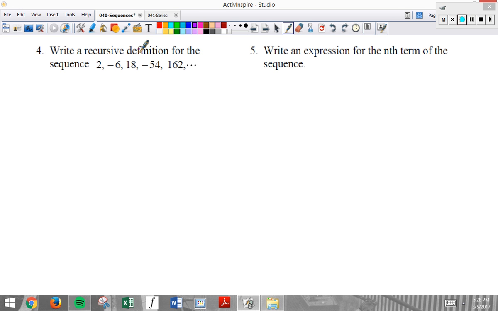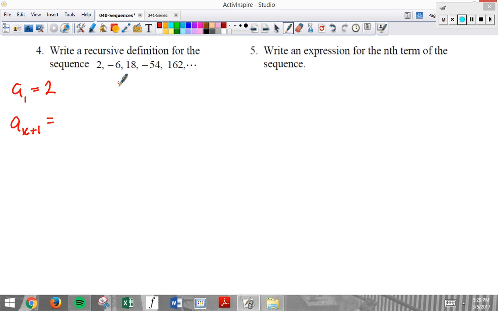Write a recursive definition for this sequence. Guess what? Writing a recursive definition is even easier. A sub 1 equals 2. A sub k plus 1, the next term. How do I get to the next term from the previous term? So there's a few standard options. Maybe it's adding. Okay, I added negative 8. Did I add negative 8 this time also? No. So it's not adding. Maybe it's multiplying. And maybe it's something else, so you have to be a lot more clever.